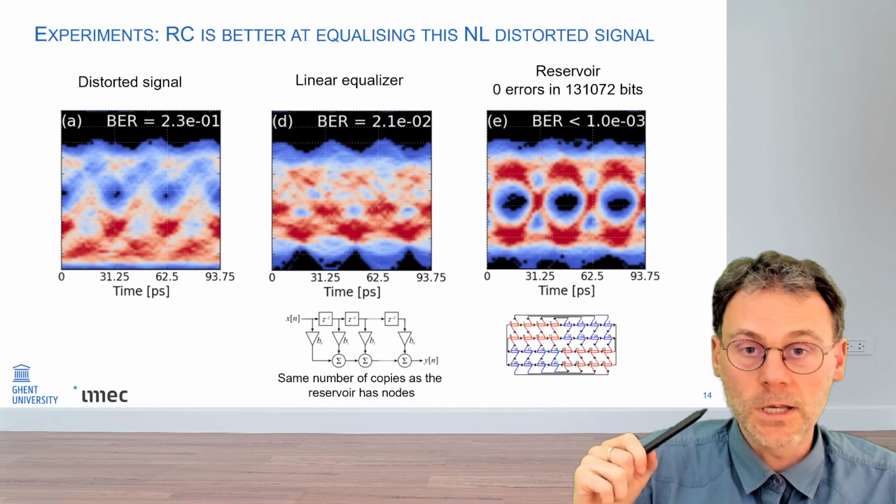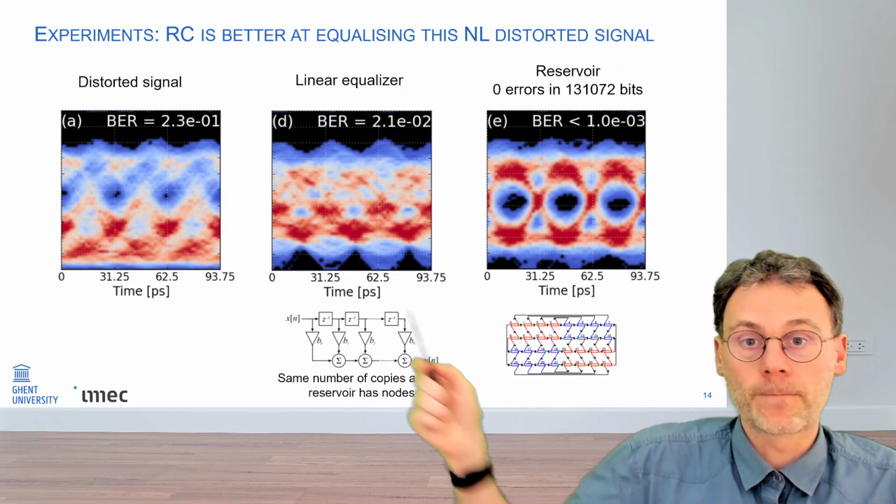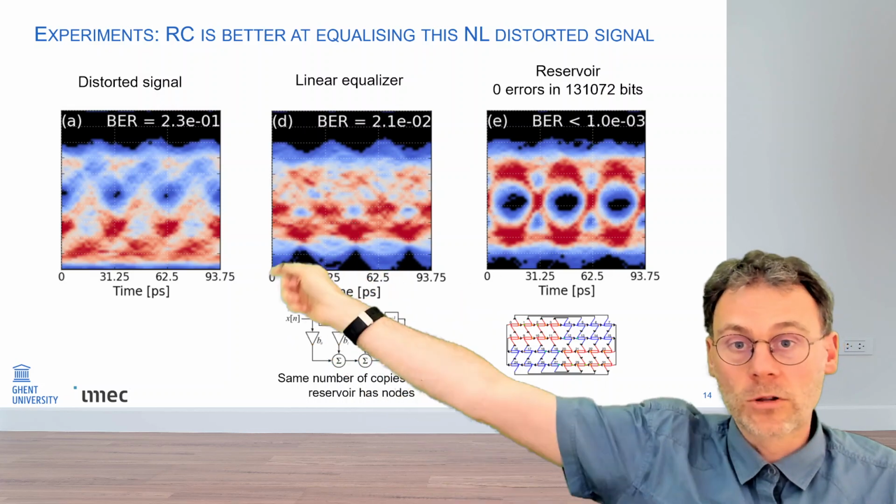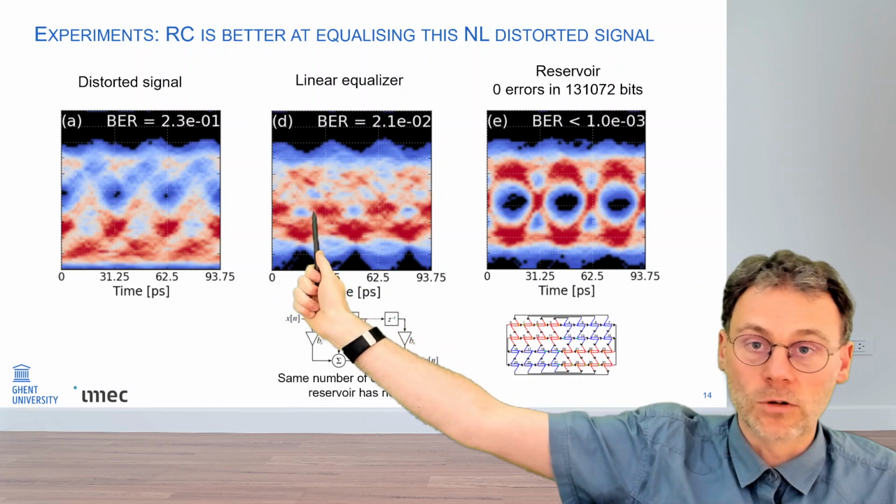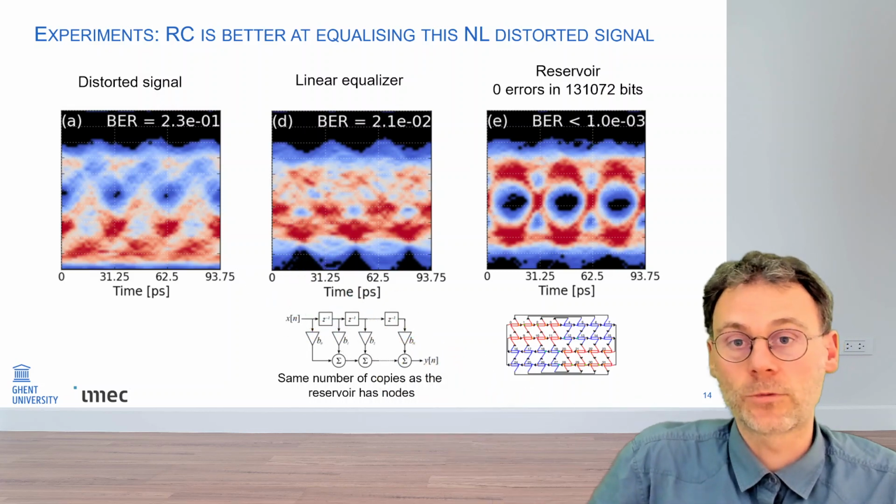So if you do this, these are the results. These are different eye diagrams. The one on the left is if you don't do anything at all. So this is just the raw output of the optical fiber.